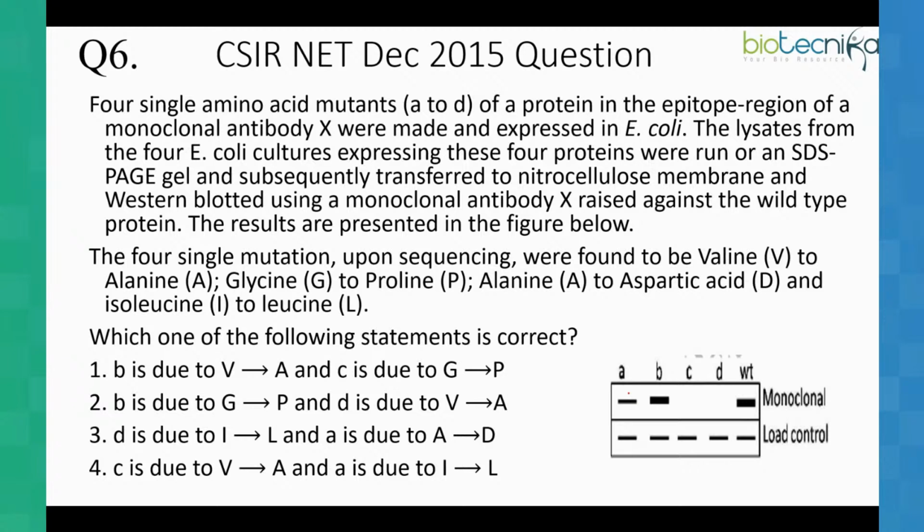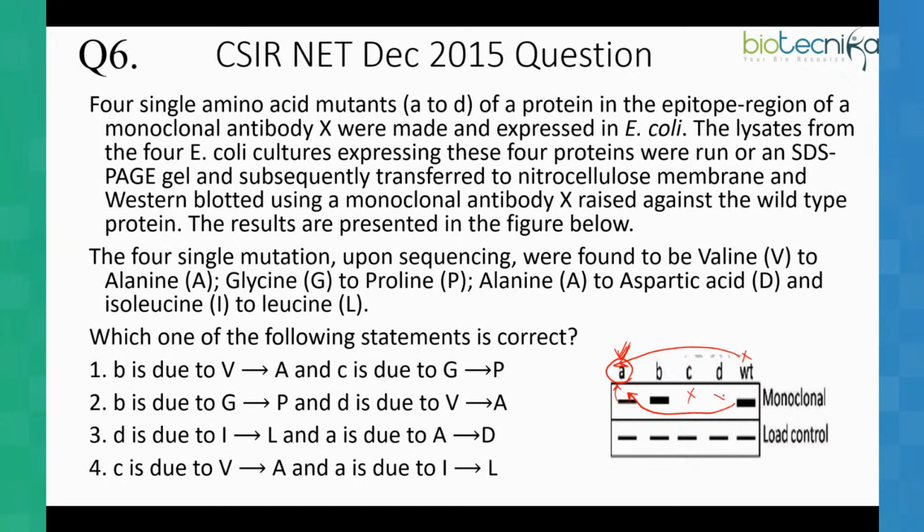Okay. In A, you will see a little less band as compared to wild type, which means that in A, some mutation has been done which is a little bit different from the amino acid of interest in wild type. So that's why not much recognition is there, only a little bit of recognition. That means the property is slightly different.